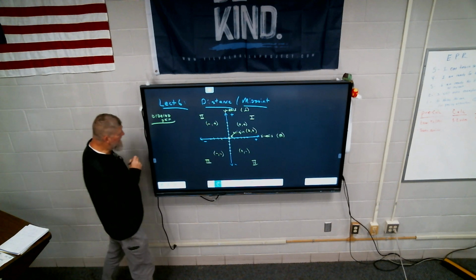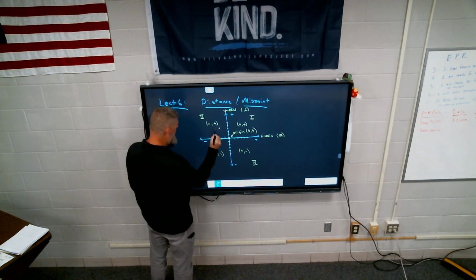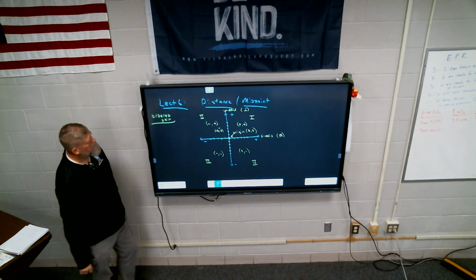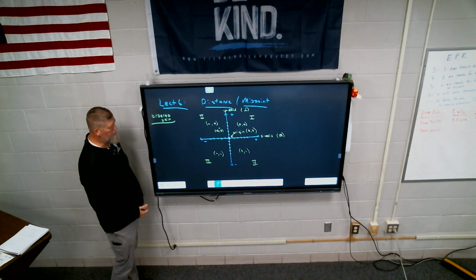So something like, let's see here, this point right here would be (-2, 3). And you can tell just by looking at an ordered pair what quadrant it's in.